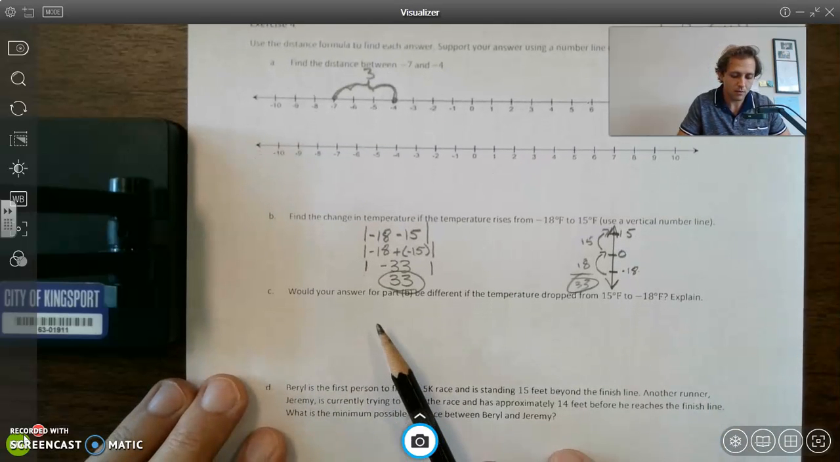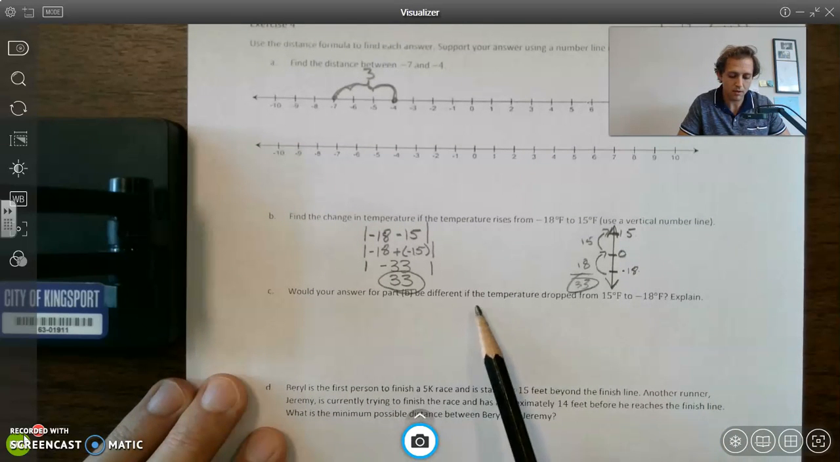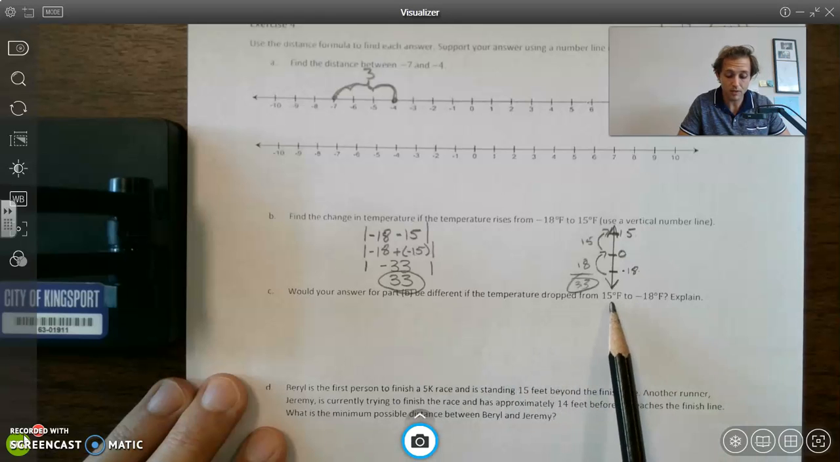All right, C, would your answer to the first part of B be different if the temperature went from 15 degrees Fahrenheit to -18 degrees Fahrenheit?